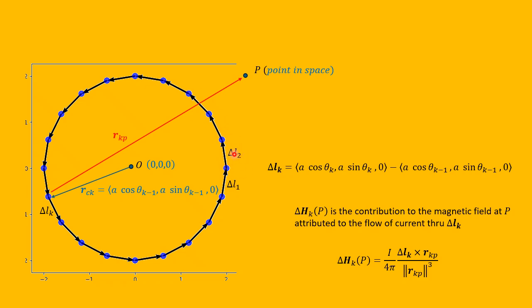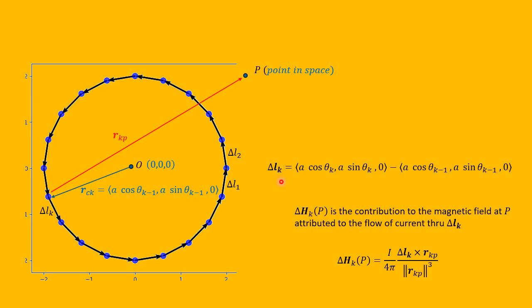These are vectors. It doesn't look quite bold, but over here we can see that L sub k is kind of bold. We keep going around that way, and let's say that the kth vector is right here. Call it delta L sub k. Delta L sub k is going to be cosine theta sub k, sine theta sub k, 0, minus cosine theta sub k minus 1, sine theta sub k minus 1, 0. So this gives us a vector starting at this point right here and ending at this point right here.